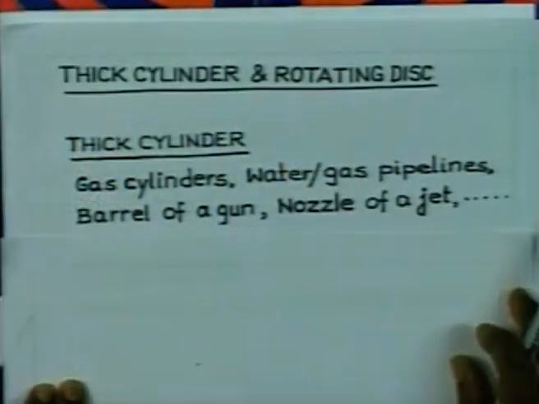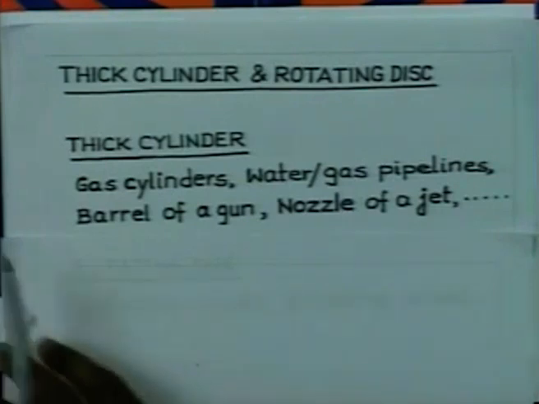Now, what is the connection between thick cylinder and rotating disc? If you consider the grinding wheel or a shaft of a gas turbine, they rotate, particularly the gas turbine shaft rotates at speed close to about 30,000 rpm. Similarly, the grinding wheel also operates at high speed.